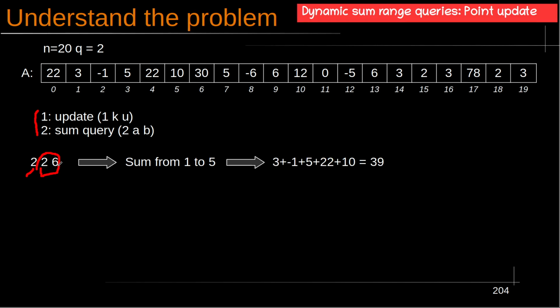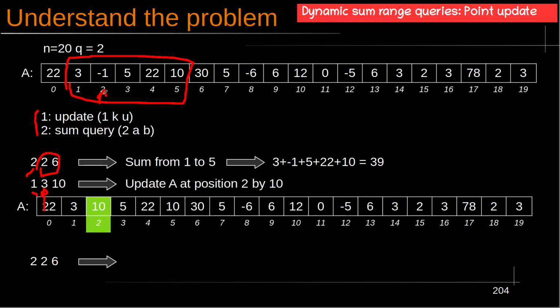Sum of 1 to 5 is 3 plus 1 plus 5 plus 22 plus 10, this range. Okay. Now the second query is of type 1, which means at index 3 we're going to change the value at index 3 to 10, which means from 2 to 10. You see here in the presentation.